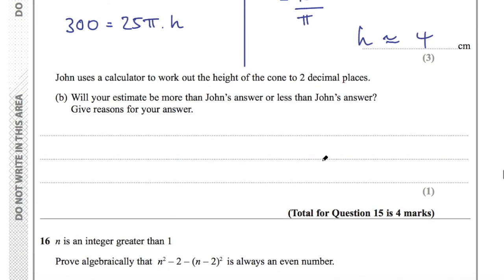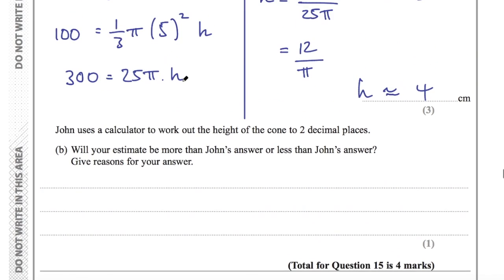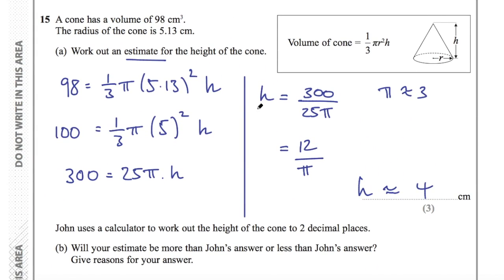The next part of this question says, John used a calculator to work out the height of the cone to 2 decimal places. Will your estimate be more than John's answer or less than John's answer? Give a reason for your answer. So let's have a look back at this question.